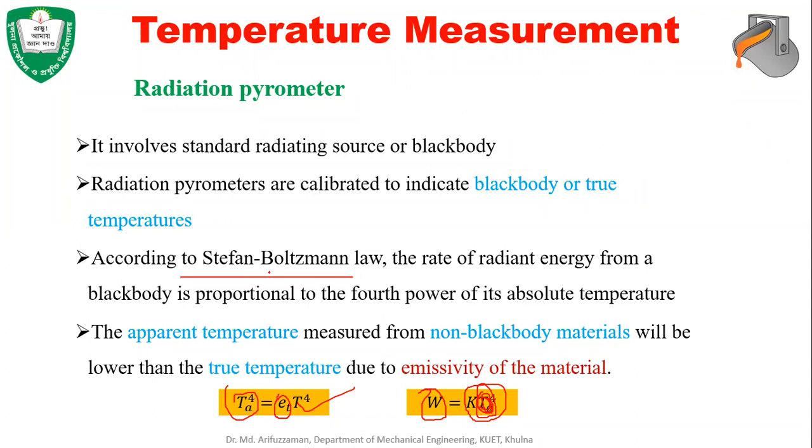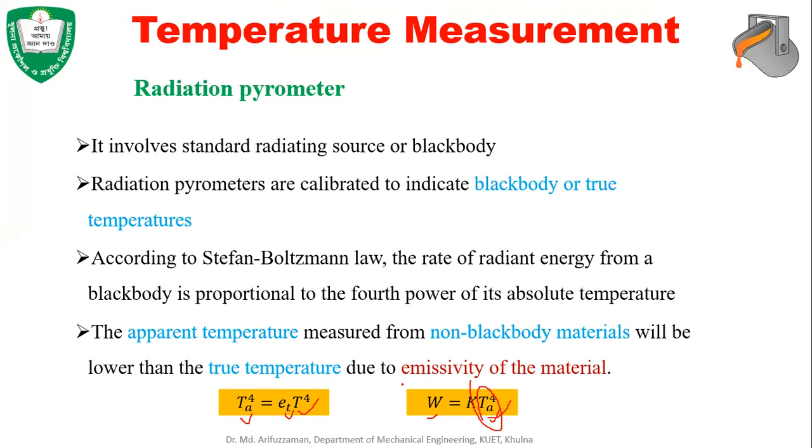According to Stefan-Boltzmann law, the radiant total energy W equals K TA to the power 4, where K is a constant, and TA is the temperature of the body if it would be a black body. Then we get another relation where TA to the power 4 equals emissivity times T to the power 4, where T is the actual temperature of that body. Using the black body temperature TA and the emissivity, we get the actual temperature of that non-black body material.